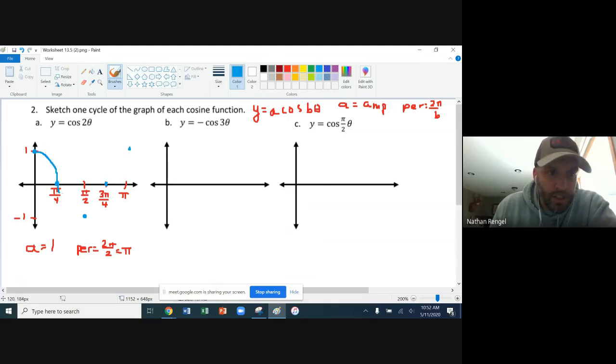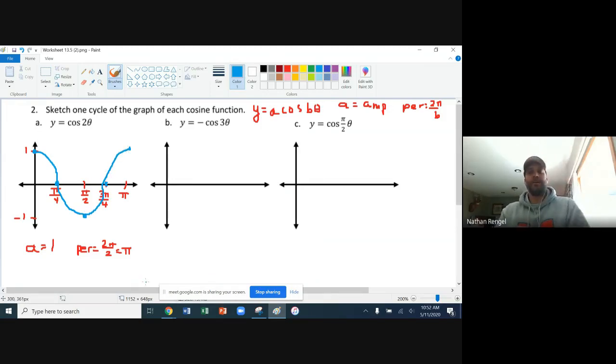You'll notice that all these graphs look very similar. What I'm looking for is how your intervals are set up. Do you have the correct period? Do you have the correct intervals within your period to set this up?